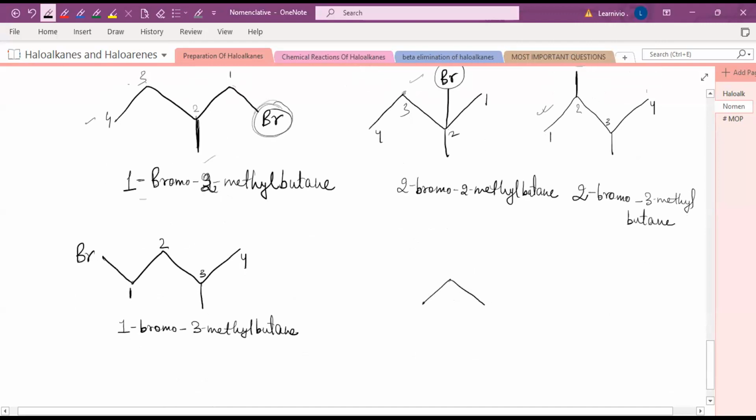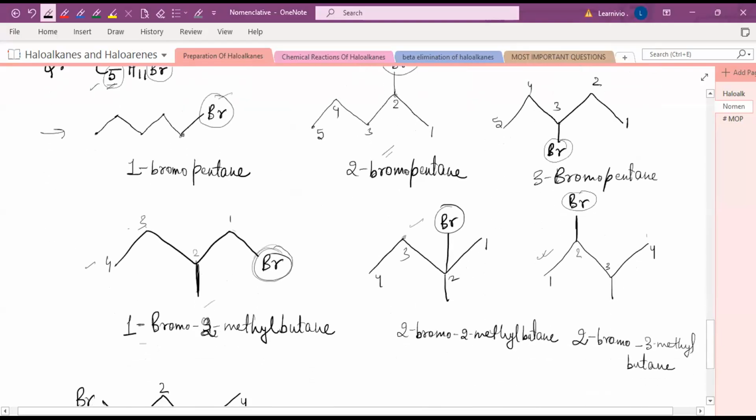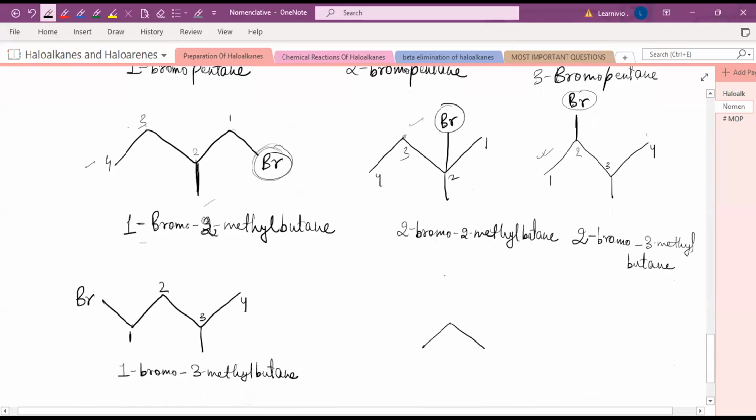Okay, attach two because the formula is C5H11Br, right? So 3 carbon we have drawn. Now two are left. So for two we can add the branching, right? So this is one methyl group, and again this is second methyl group, and one bromine is attached here, right? So this is another isomer, right?